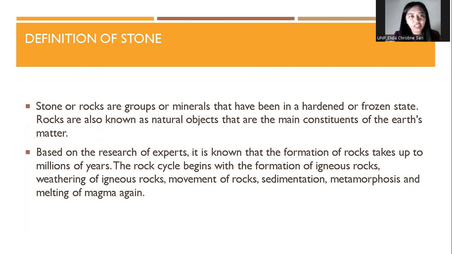Stone or rock is a group of minerals that have hardened over time. Rocks are also known as natural objects that are the main constituent of the earth. Based on research by experts, the formation of rock takes up to millions of years. The rock cycle begins with the formation of igneous rock, then moves through sedimentation, metamorphosis, and melting into magma again.